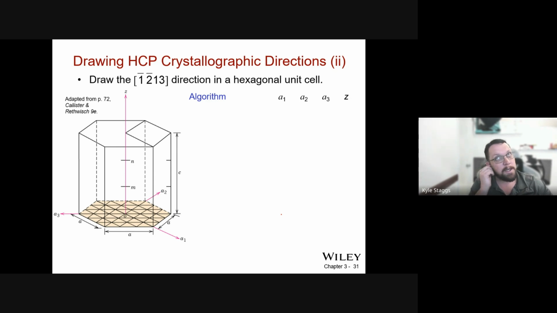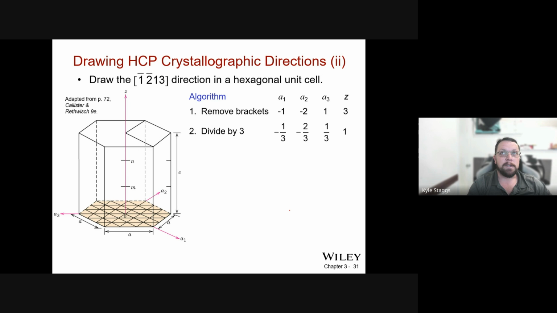So we start out with a1, a2, a3, and z coordinates, and we want to remove the brackets as step 1. So we have -1, -2, 1, and 3. Okay, so that's not so scary. Divide by 3, because that's our largest integer: -1/3, -2/3, 1/3, and 1. Then our projections are going to be a times -1/3, -2/3, and 1/3, so a times each of those terms, and then c times our 1 in z leaves us with just c.